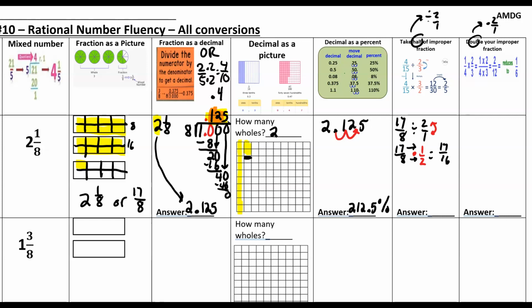Mr. Mason's never going to allow that as an answer, right? That's an improper fraction. So how many times does 16 go into 17? 1 time with 1 left over. So that's how you get 1 and 1/16.